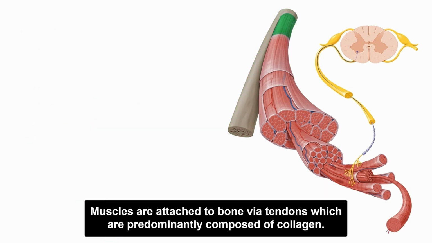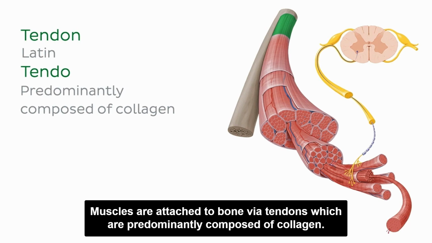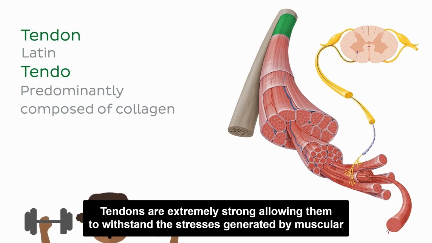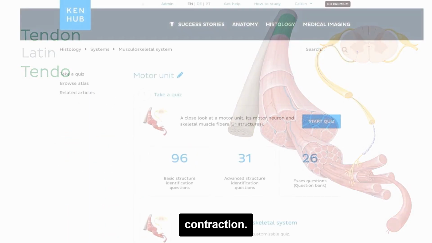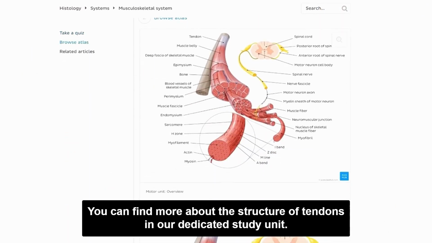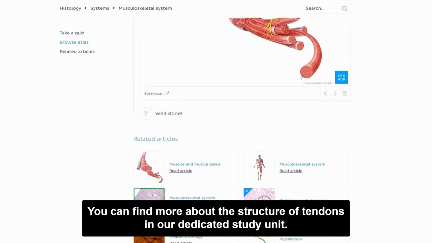Muscles are attached to bone via tendons, which are predominantly composed of collagen. Tendons are extremely strong, allowing them to withstand the stresses generated by muscular contraction. You can find more about the structure of tendons in our dedicated study unit.